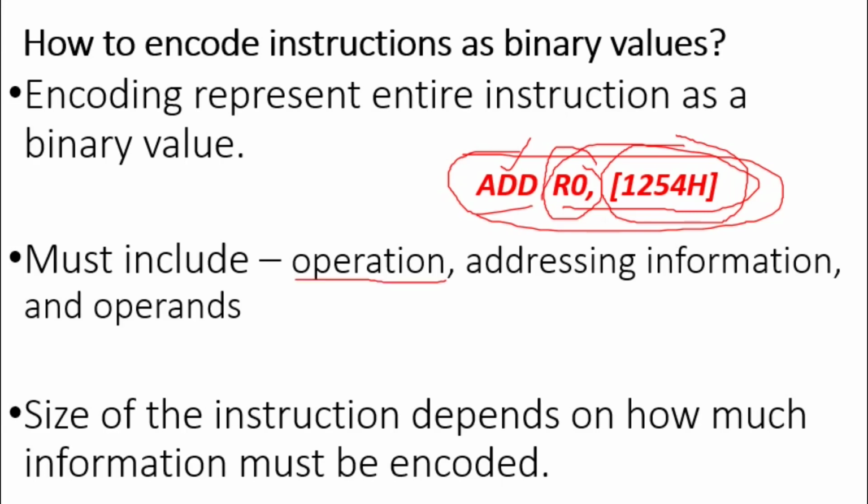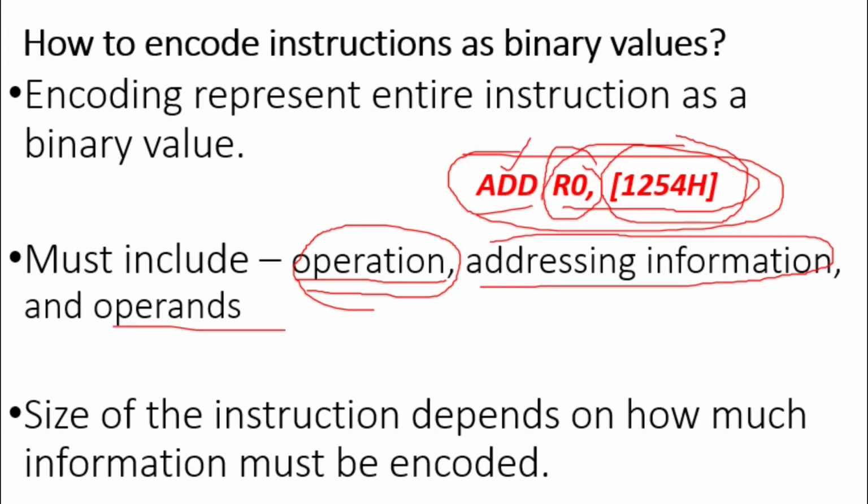Whenever a complete instruction is encoded into binary, the major information that has to be encoded is the operation mentioned in the instruction, the addressing information, and the operands and their values. All these details must be included in the encoded format of an instruction, so that when the processor decodes it, it understands the meaning of that instruction.